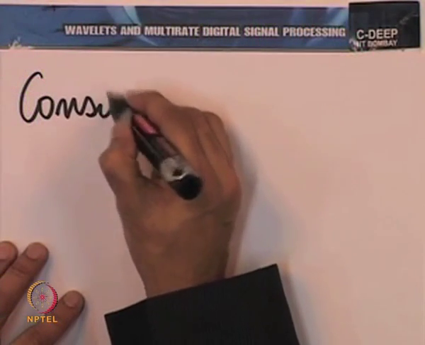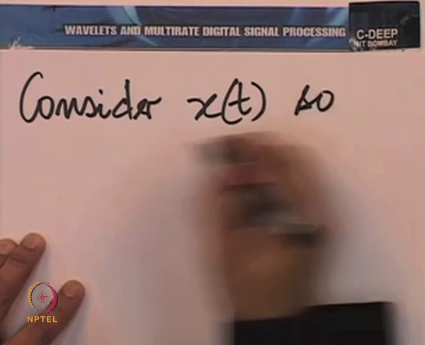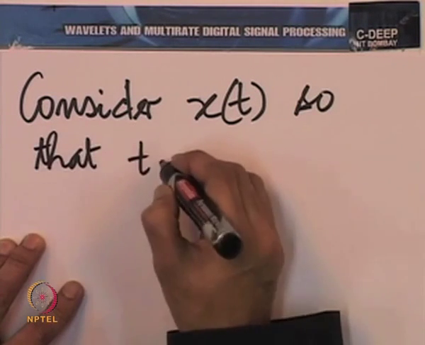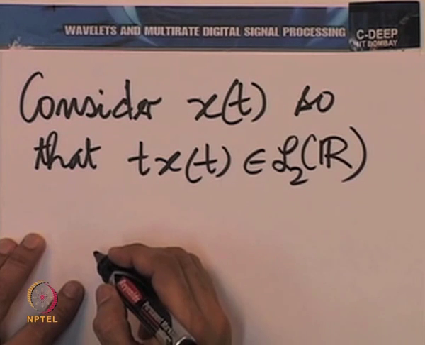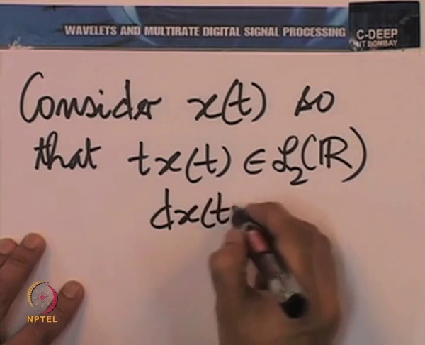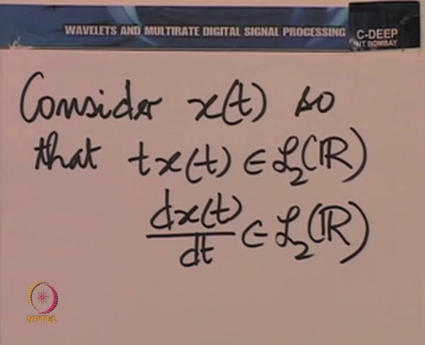Now, please remember that we are assuming in this process that these functions belong to L2R. So, let us go back to our uncertainty time bandwidth product. Consider then x(t) so that t x(t) belongs to L2R and dx(t)/dt belongs to L2R. What if they do not?